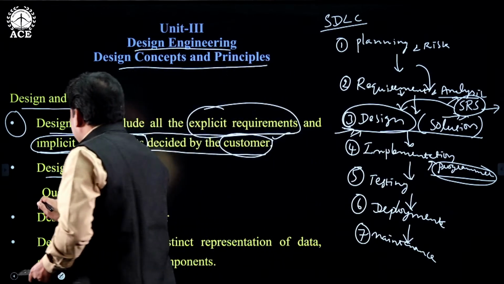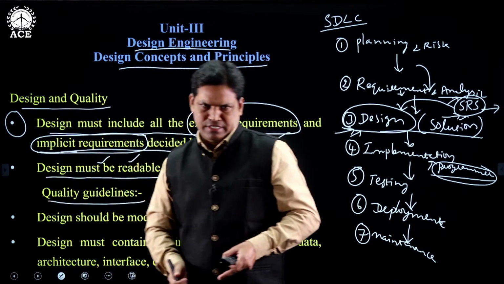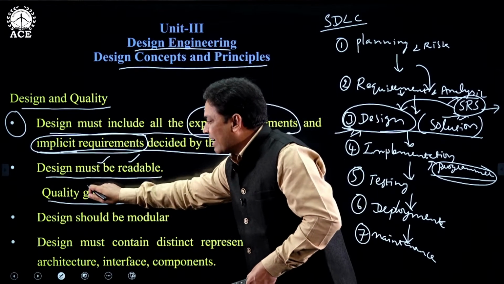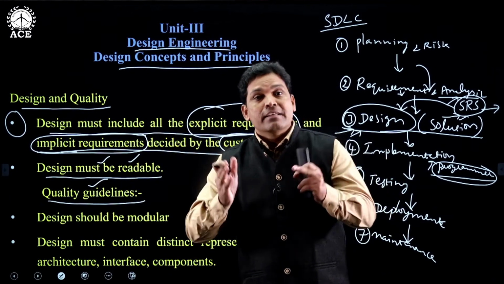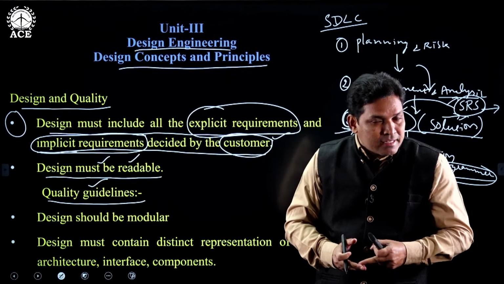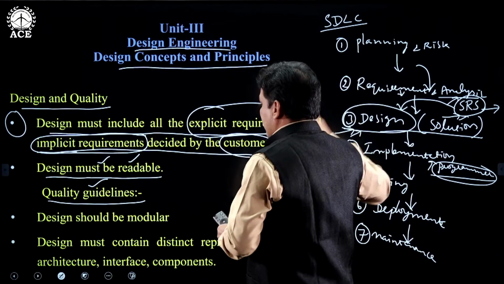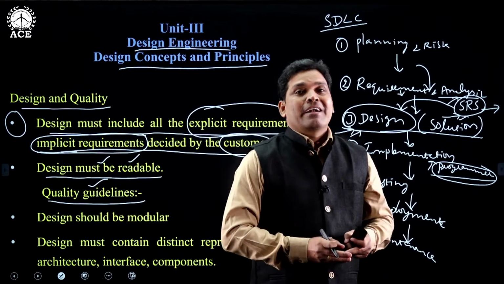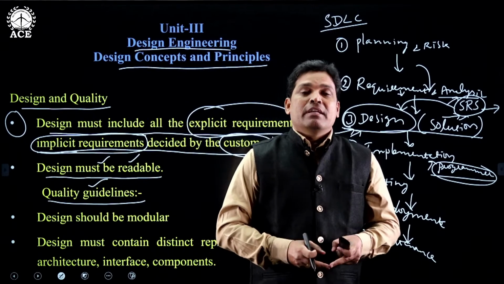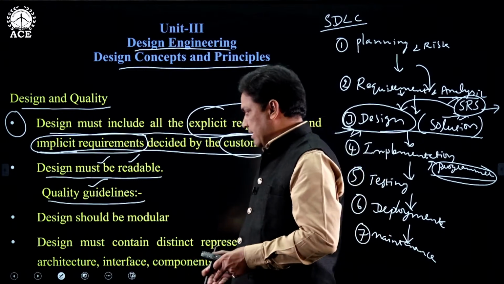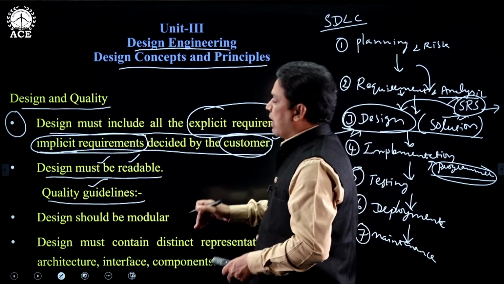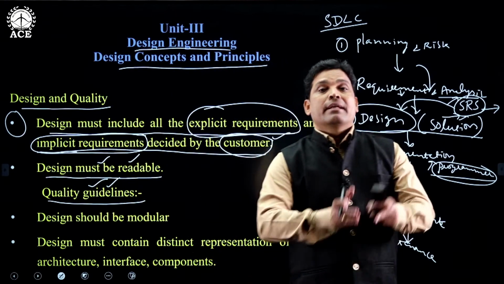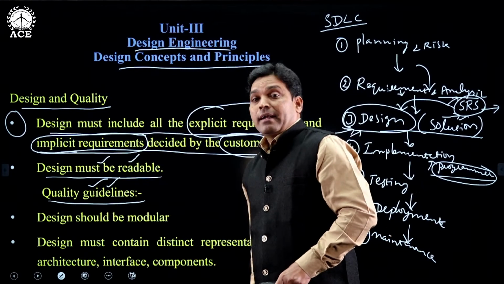Coming to the next, quality guidelines. When designers are going to design a software system, they are supposed to follow these quality guidelines. Then only can their design model maintain quality. Otherwise, if the designers have designed a software system which is not maintaining quality, the client cannot be satisfied, and the design model can simply be rejected. That's why designers, while designing a software system, should follow quality guidelines so that their design model can maintain quality and the client can be satisfied. That's why quality guidelines play a major role.